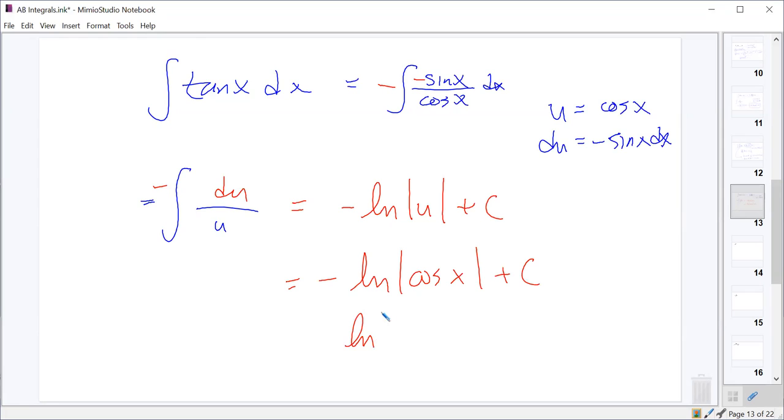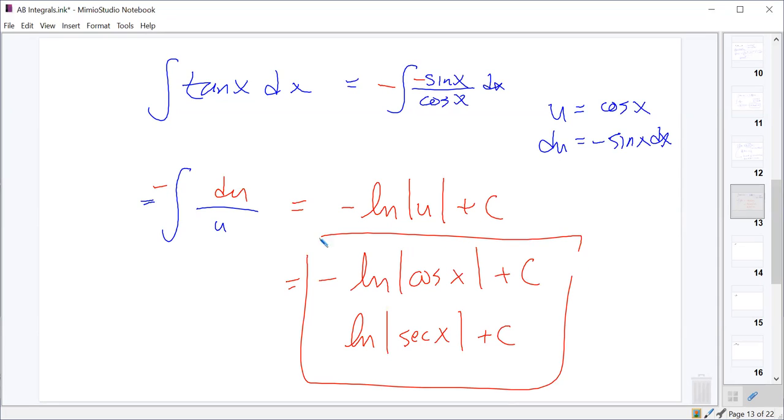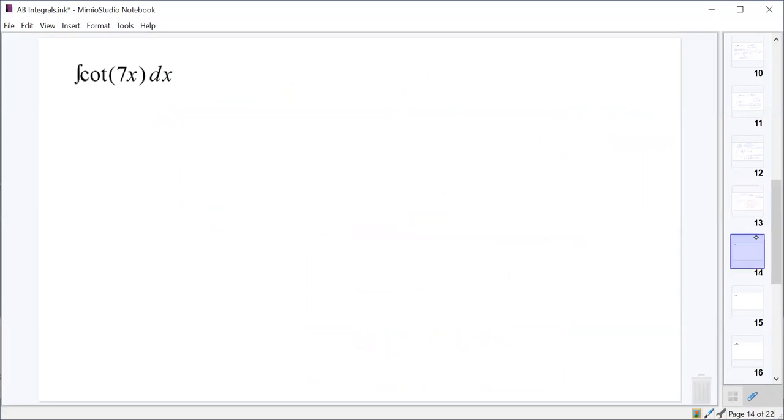Sometimes you might see this written also as natural log absolute value secant x plus a constant. That's just using the log rule to take this coefficient of -1 and put it on the cosine as cosine to the -1, not the inverse cosine, but cosine to the -1 power, which is 1 over cosine, which is secant. So it's natural log absolute value secant x plus a constant. So these might be good ones also to note for tangent x. All right, let's do this one now.